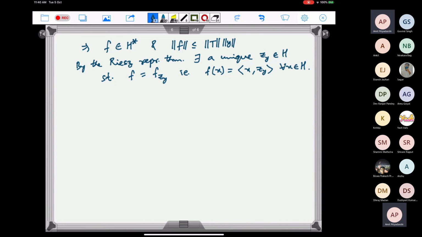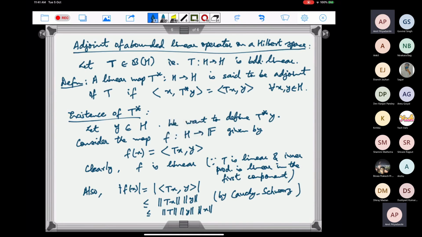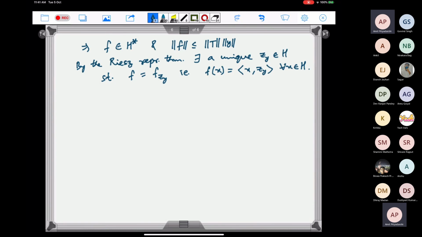Because this f was defined using this y, it actually depends on y also. So we are writing this vector as depending on y. For a fixed y, this is a fixed vector, so we have z sub y. So now we define this T star from H to H by T star of y equal to z sub y.